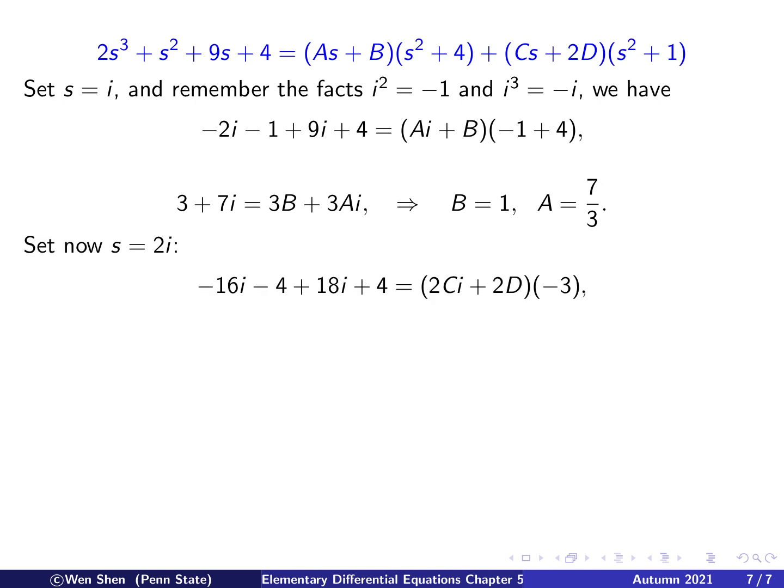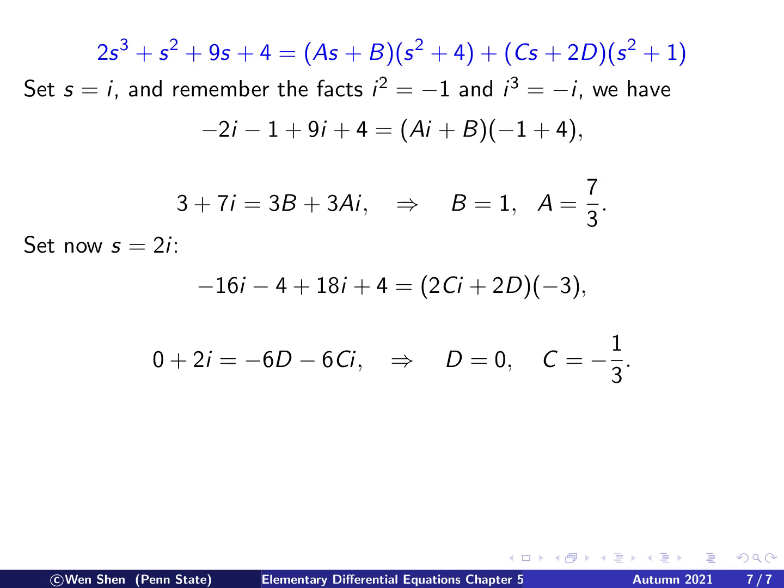Okay, now to find c and d, we can apply similar ideas. Let's say we choose s to be 2i, so this term is 0. Okay, and then we know that s squared will be negative 4, and then s cubed is negative 8i. So we plug that in, and then here becomes 18i plus 4. And the right-hand side becomes 2ci plus 2d, and then s squared is negative 4, so it's negative 3.